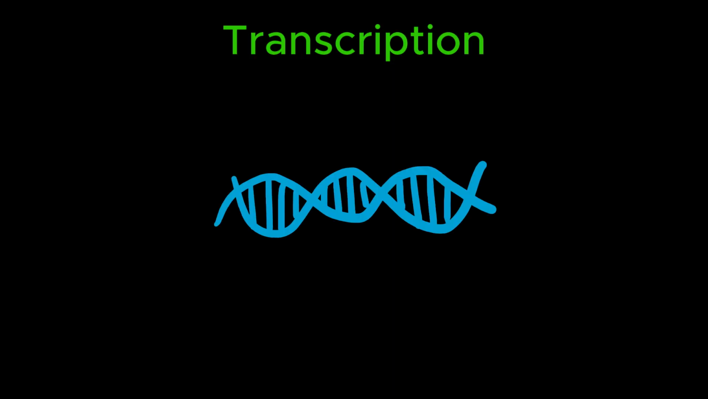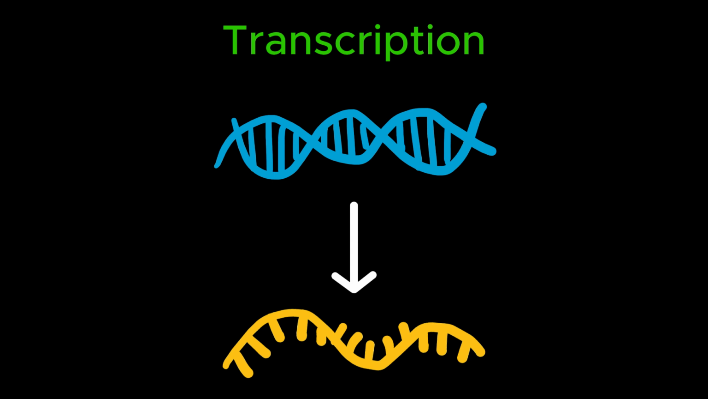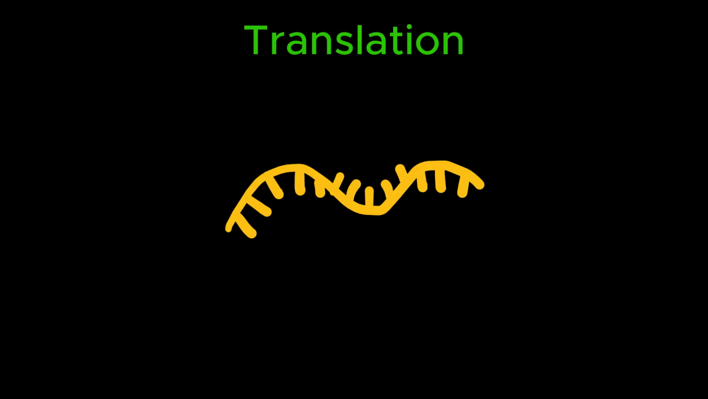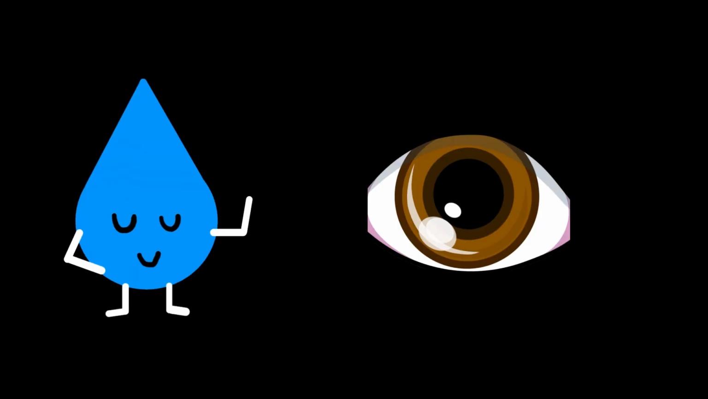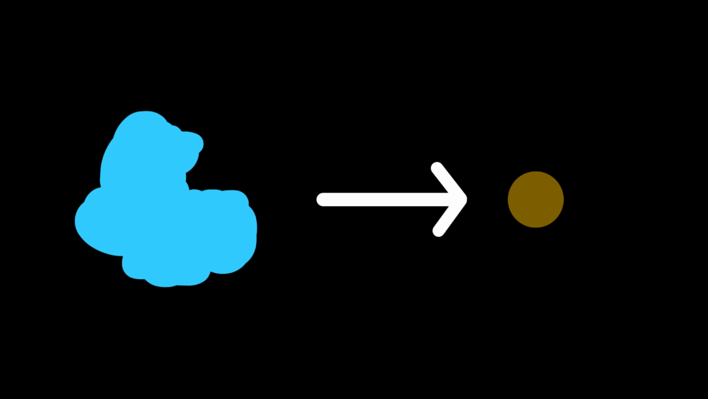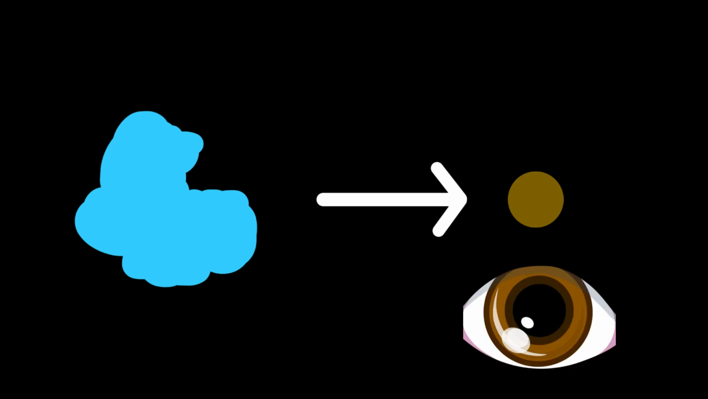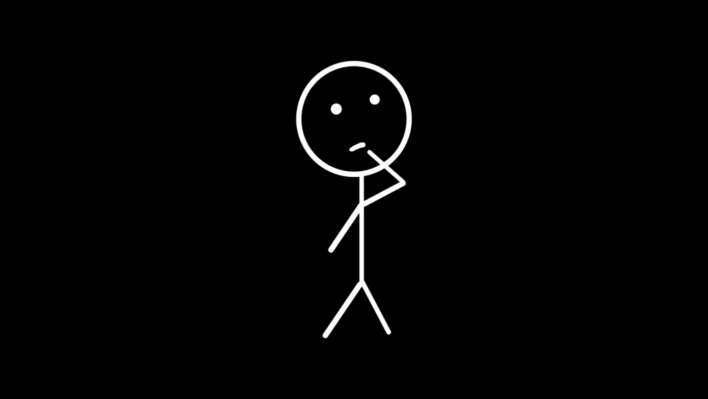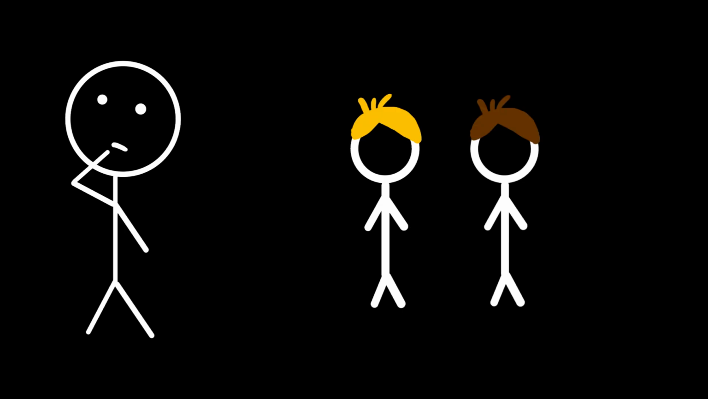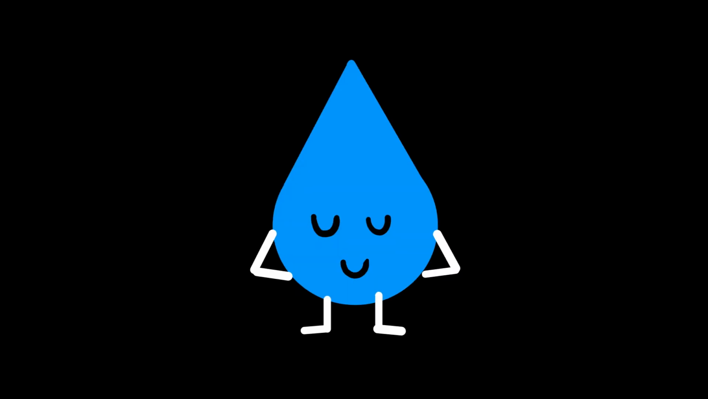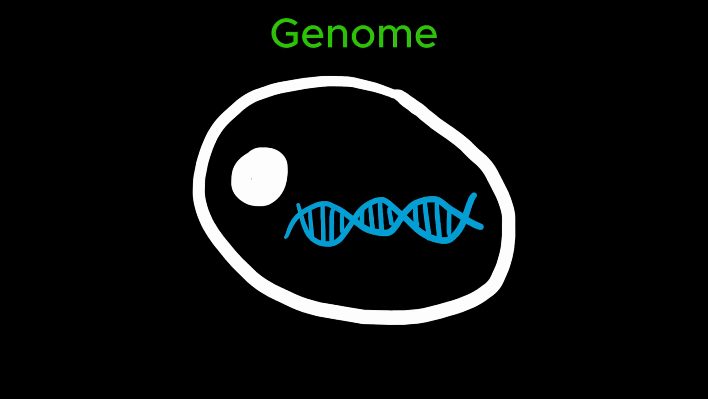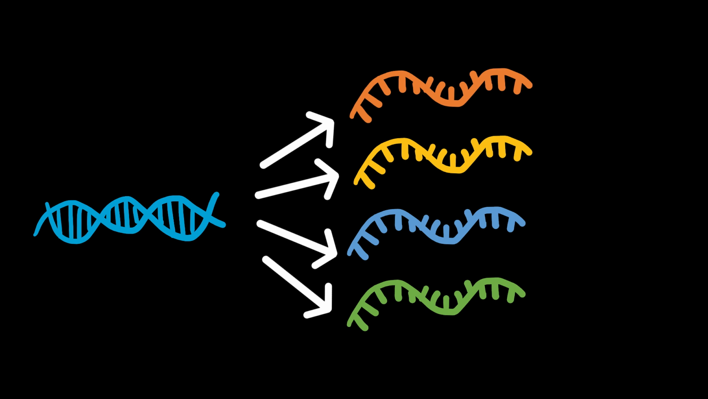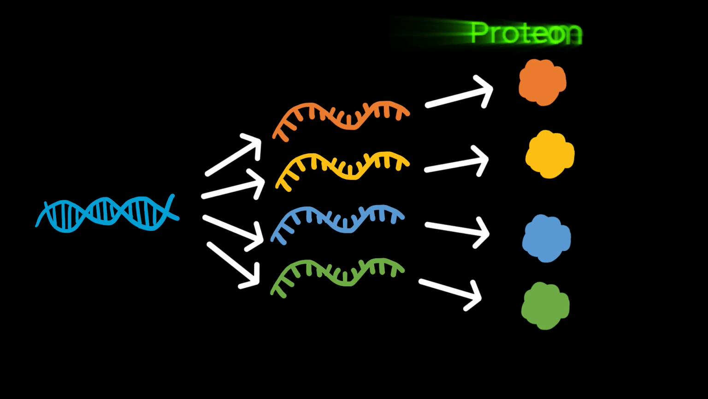Transcription is producing a strand of mRNA using DNA as a template. Translation is using the mRNA to produce a specific protein. In the case of eye color, the protein catalyzes the production of pigments for the eye, which gives it its color. Wait, so all phenotypes like height and hair color are produced by this process? Most of them, yeah. In any cell, the full set of genetic information is a genome. The full set of mRNAs transcribed is a transcriptome, and the set of proteins produced is a proteome.